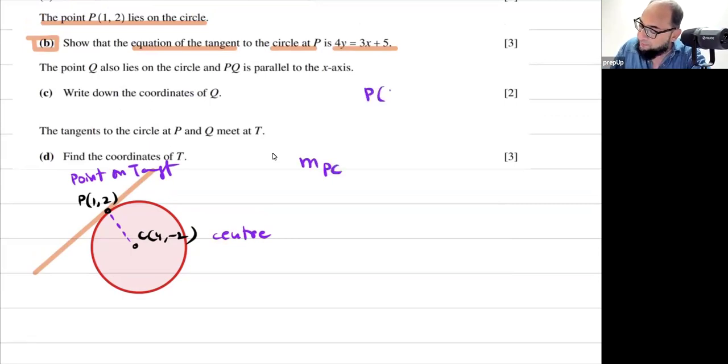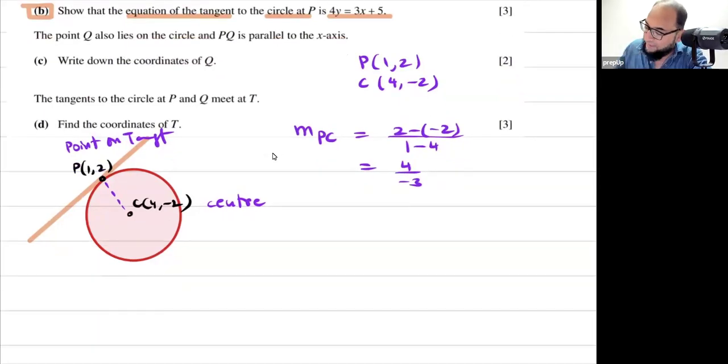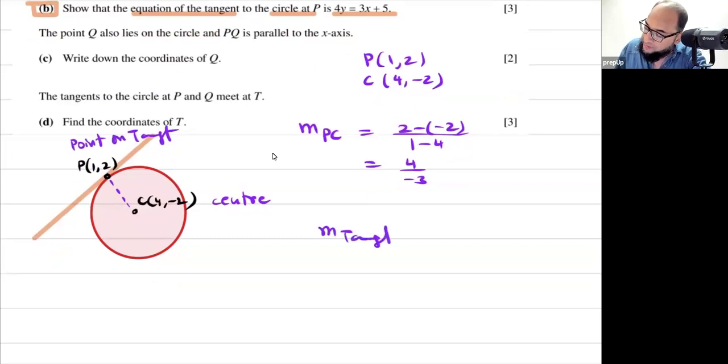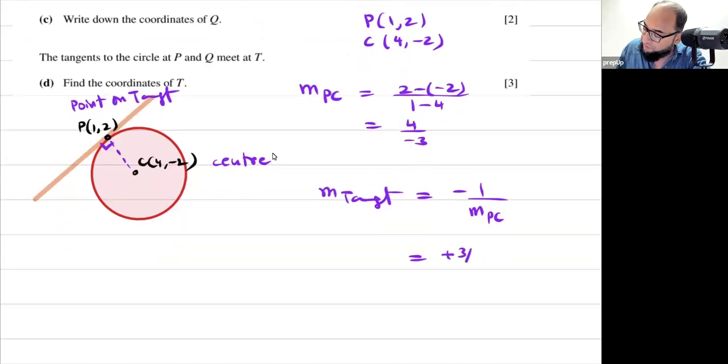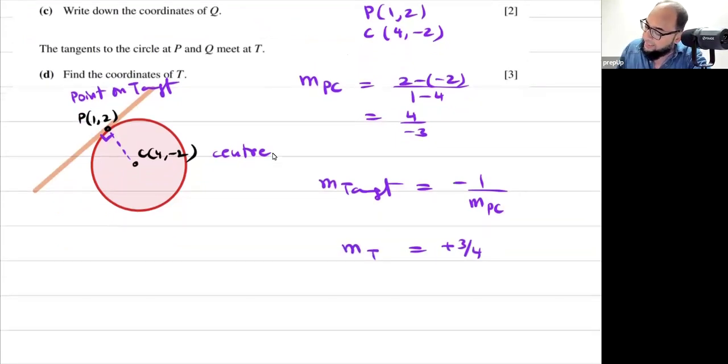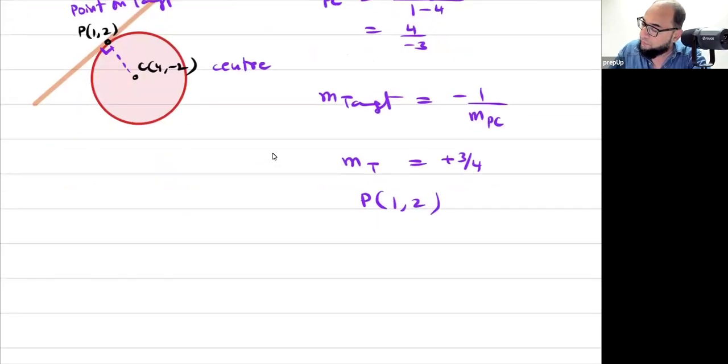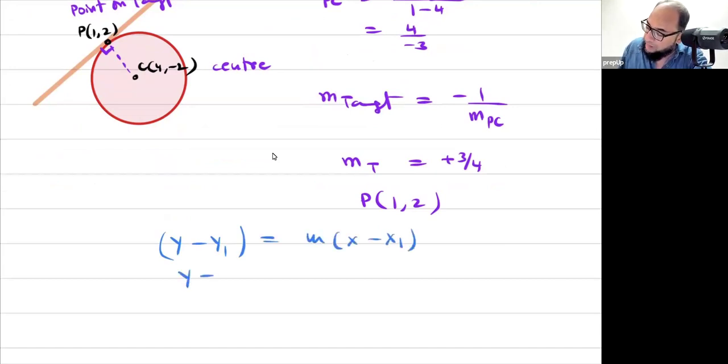So P is (1, 2), C is (4, -2). Therefore, 2 minus (-2) divided by 1 minus 4. This is positive 4, this is negative 3. The gradient of the tangent should be the negative reciprocal because it's perpendicular. So that is negative 1 over the gradient of PC, the perpendicular property, and that comes out to be plus 3/4. And it's passing through P, which is (1, 2). Therefore, the equation is y minus y1 equals m(x minus x1). y minus 2 equals 3/4 (x minus 1).